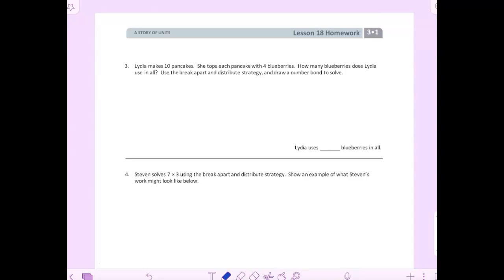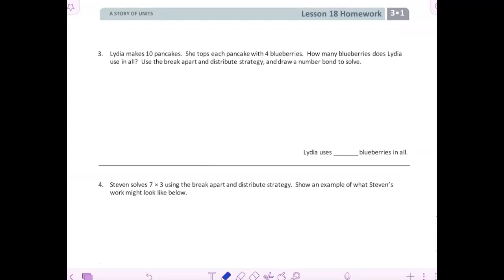Let's try some problem solving. Let's read number 3 together. Here we go. Lydia makes 10 pancakes. She tops each pancake with 4 blueberries. How many blueberries does Lydia use in all? Use the break apart and distribute strategy and draw a number bond to solve. So there's a couple of key words in these directions. They want us to use the break apart and distribute strategy, okay? And we have to draw a number bond.